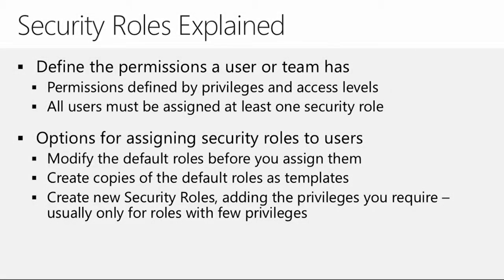So as we talked about, a security role is the baseline functionality for who has access to do what inside the application. So it looks at who you are as a user or a member of a team that you belong to, and then it defines what you can do. What it does is it associates permissions, and those permissions are defined by using what are called privileges and access levels.